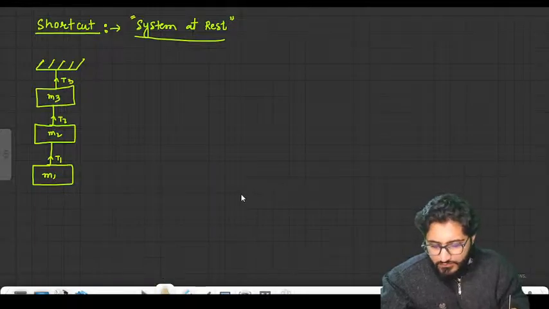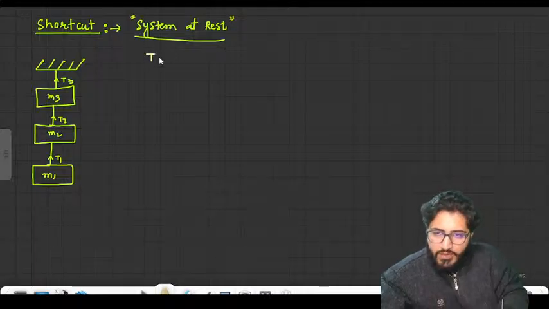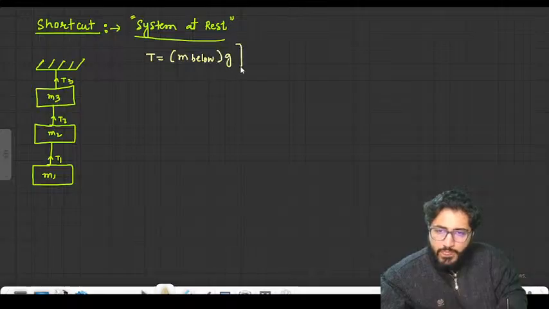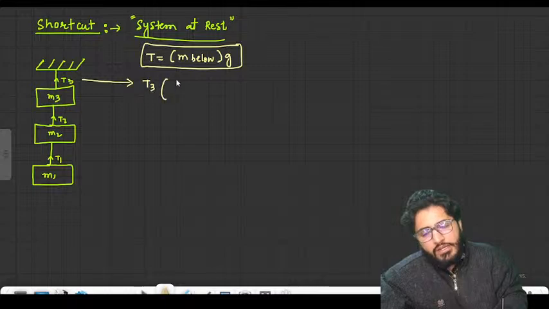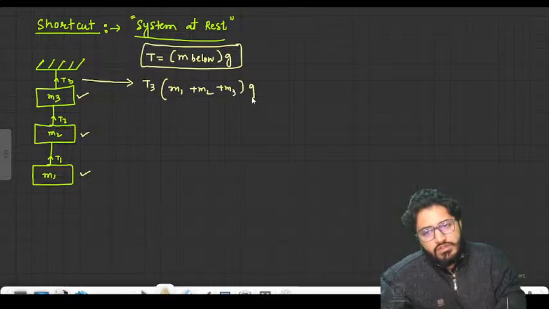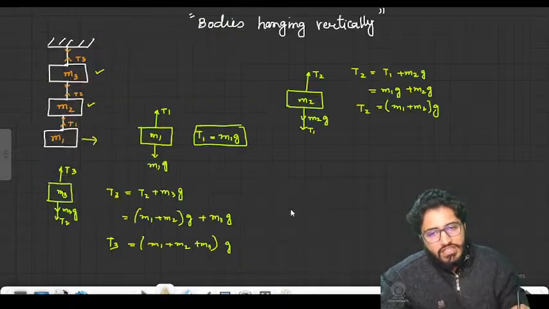Done. So tension is equal to the mass below into G. Suppose you need to write T3. How many masses are hanging? Sir, 1 mass, 2 mass, 3 mass. So add all these masses. It is M1 plus M2 plus M3 into G. So you can see T3 is the same, no?